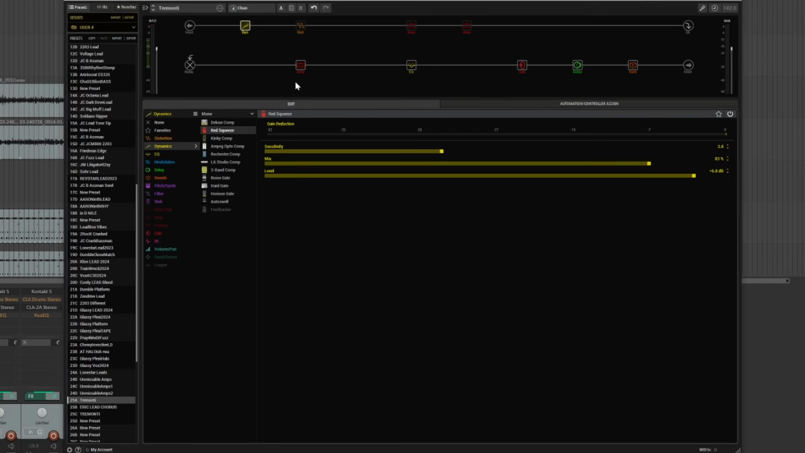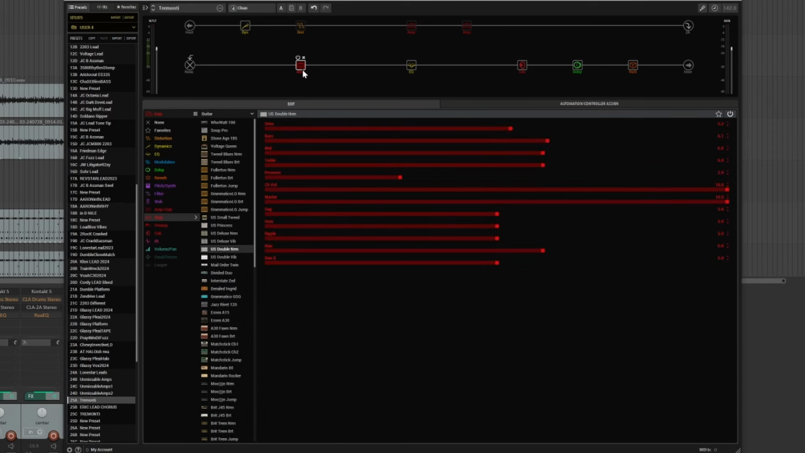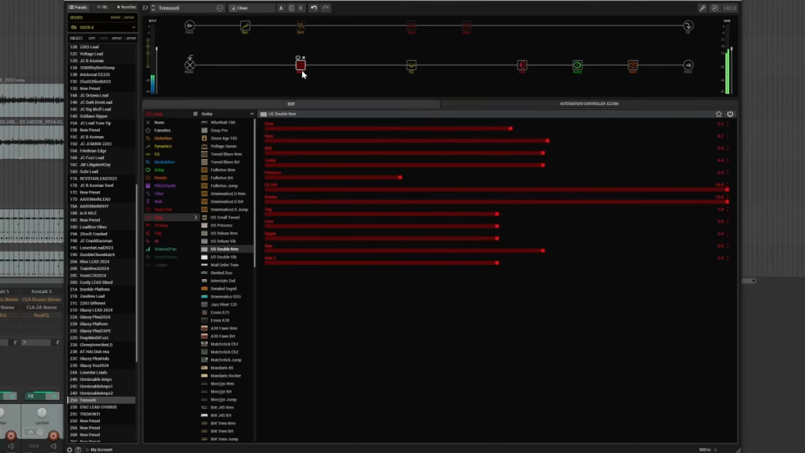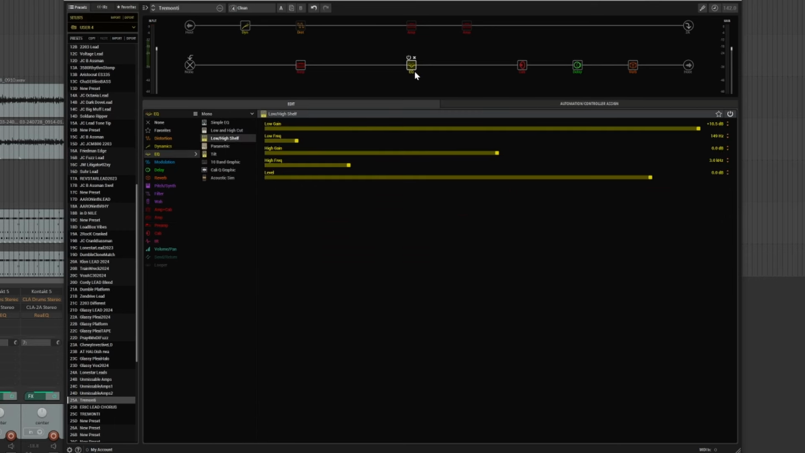If you follow the path along, this is then going into a US Double Nrm, which is a Fender Twin. Now, the reason that I've gone for this is because I recognize that Mesa Boogie's clean channel is very much blackface Fender vibes. And also in the video where he's breaking down what the PRS MT100 does, he uses the Fender Twin as the reference point. So we've got the drive here at 5.3, the bass at 6.1, the mids at 6, the treble at 6, presence at 2.9, channel volume at 10, and master at 10. And then we go into a low high shelf. So this is giving it a little bit more low end response.